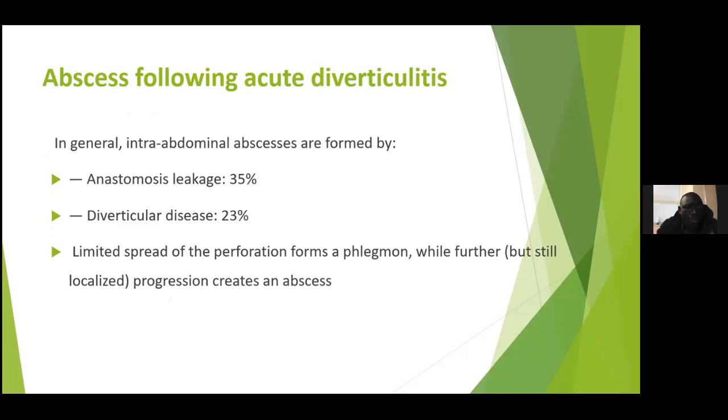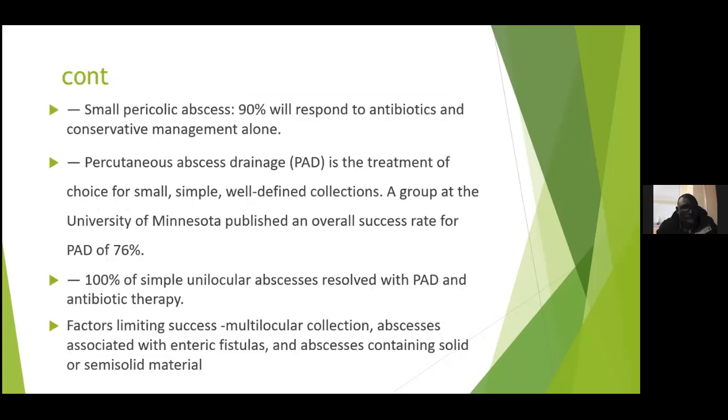some of the major causes of abscess are either anastomotic leak or diverticular disease. So these are things that can cause abscess. And again, in terms of severity, it is mostly due to the person's immune status as well. So it could just be a phlegmon, or it can even progress to a very large abscess, depending on the person's immune status. A small pericolic abscess, in about 90% of cases, will respond to antibiotics. And in that case, conservative management is an option.